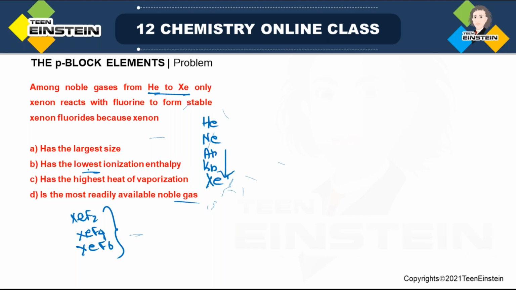Now the actual reason is option B, that is, lowest ionization enthalpy. Now why are the other options not correct? The first option is largest size. It is true that it is large among all these 5 inert gases, but we have to find the reason for which xenon is making various types of fluorides.